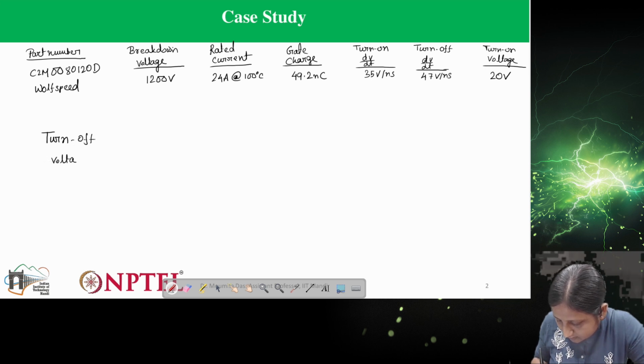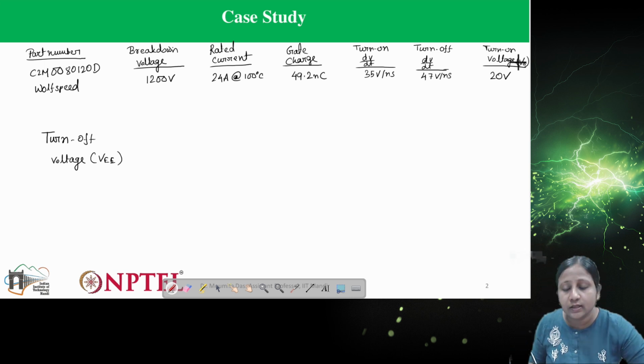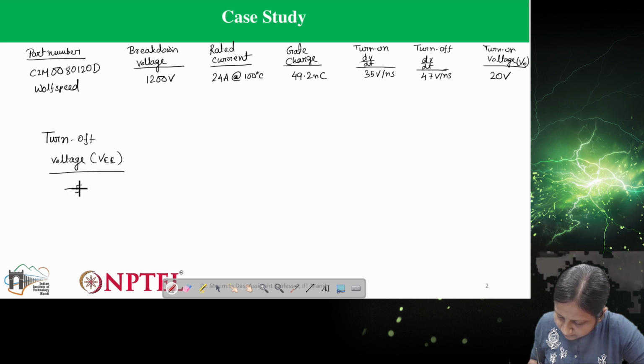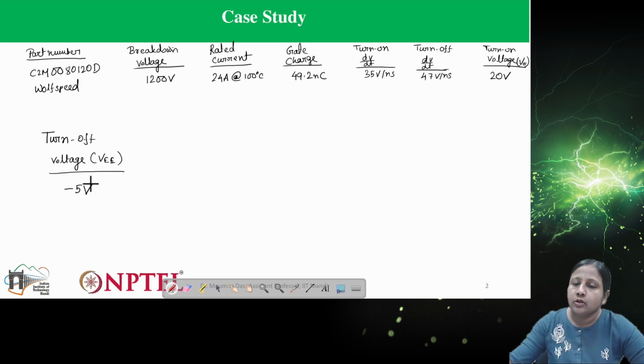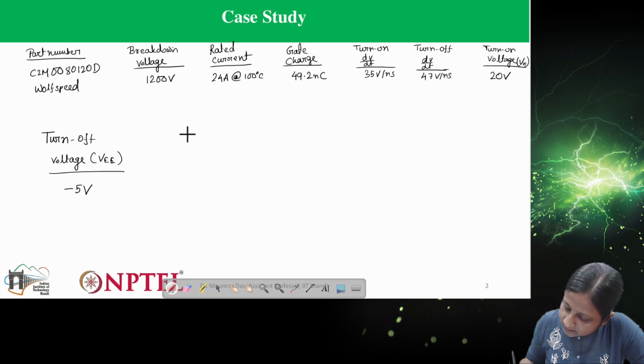Then the turn off voltage, which we represented in the previous discussion as VEE, is given as minus 5 volts. So now we have almost all the parameters we need for the design. The last parameter we need is the gate resistance.